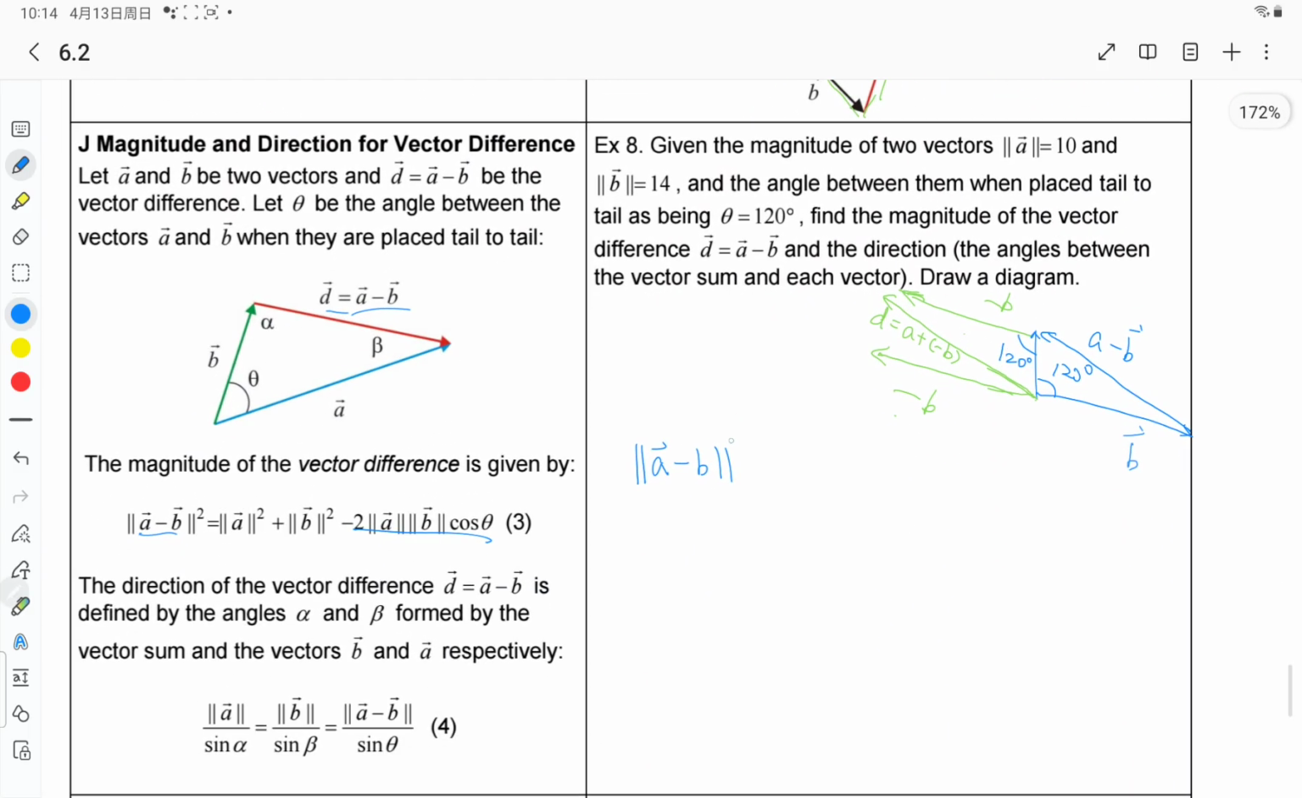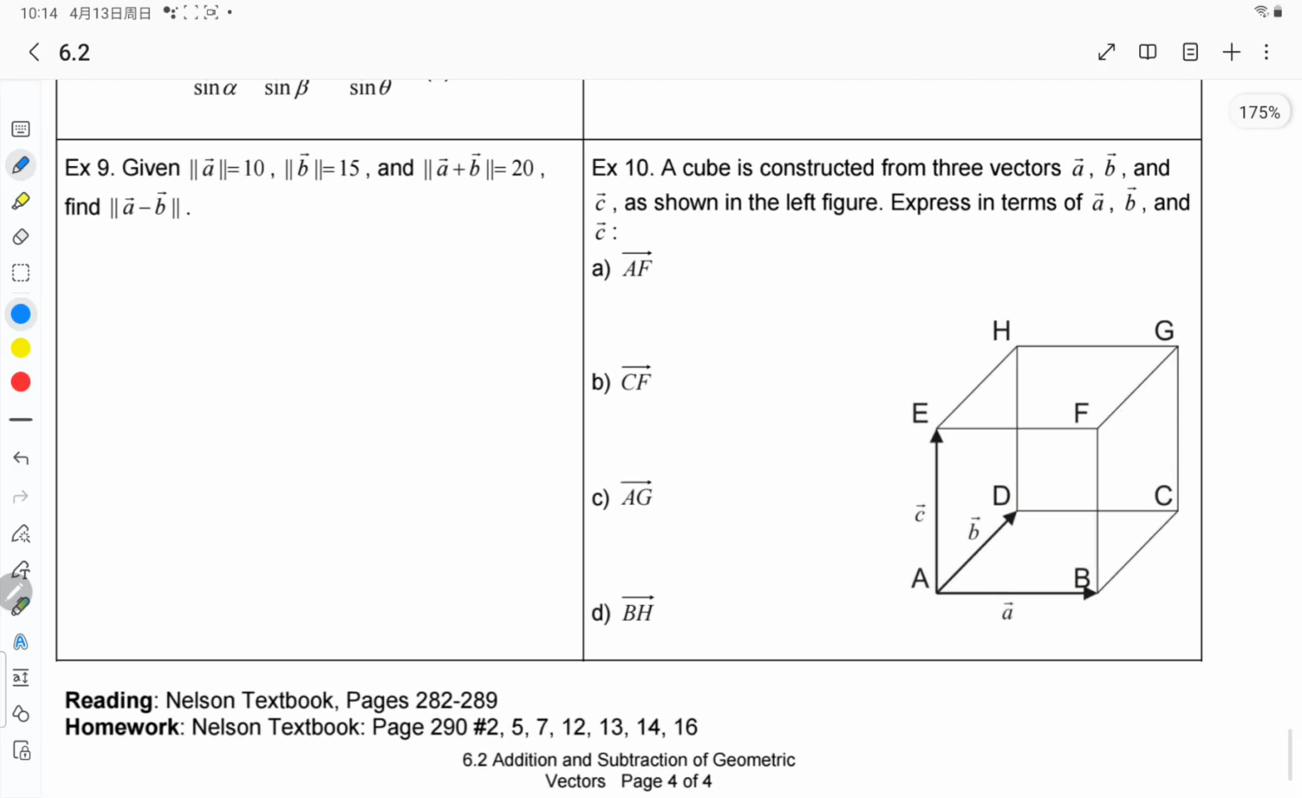So to calculate A minus B squared, you should write it down, not just watch me do this. And minus 2ab cosine 120. And I think you're fine, okay? And let's stop for now.